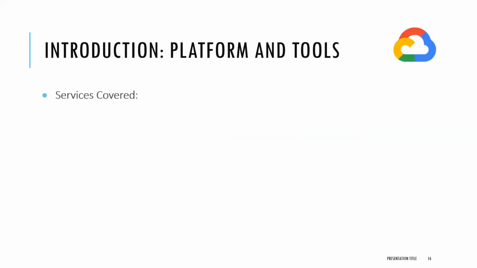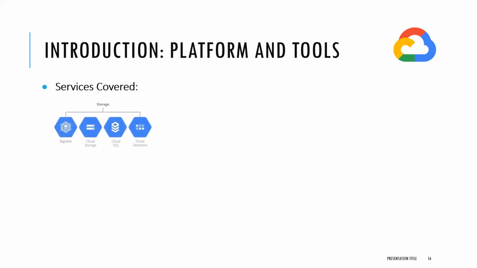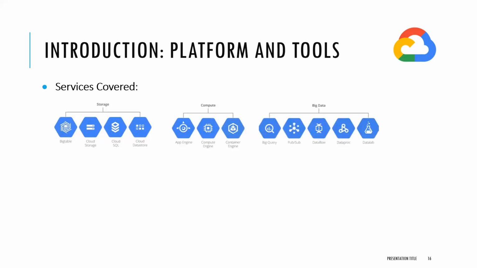So let's dig into what services we are going to cover in depth. When you come to storage, there are Bigtable, Cloud Storage, Cloud SQL, and Cloud Datastore. Coming to compute power, you have App Engine, Compute Engine, and Container Engine. We'll go deep into each of these topics, one subject area at a time, maybe storage on one day, compute on another day, and each big data service one day, with a description around it and a demo.